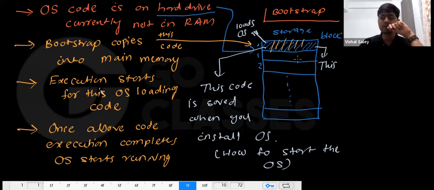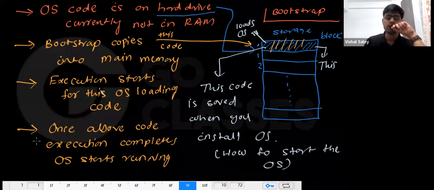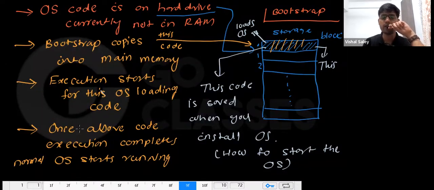But if you have a single operating system, generally it is okay to assume that this is some OS loading code and it will basically run that. So you can just say normal OS, right? This code is also part of your operating system itself, but this is just a loading code, and your normal OS operation starts once this code finishes, right?